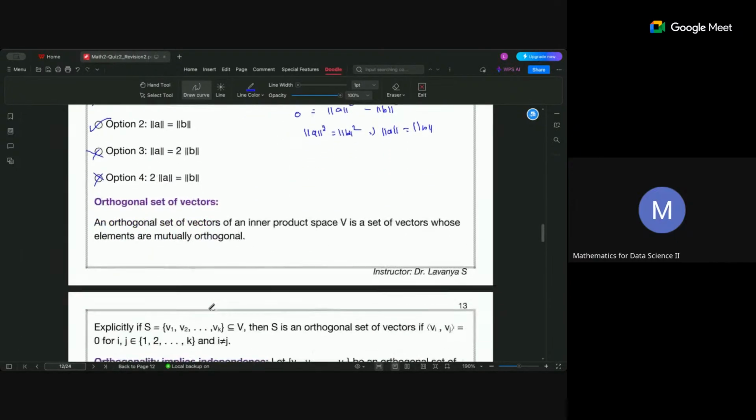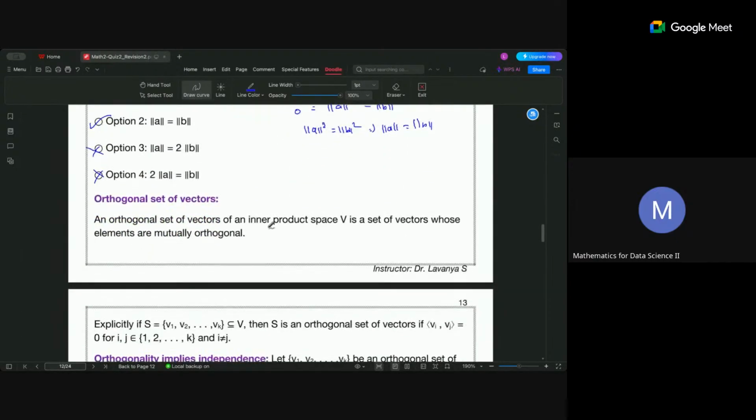So what is an orthogonal set of vectors? An orthogonal set of vectors of an inner product space V is a set of vectors whose elements are mutually orthogonal. It means you take this set and take any two vectors from it, then their inner product is 0. Okay.